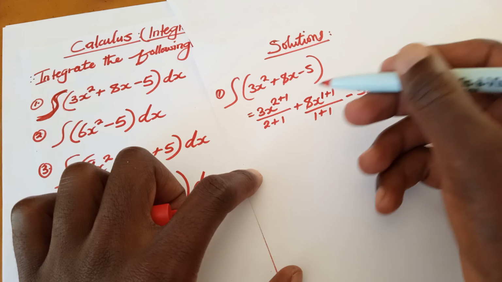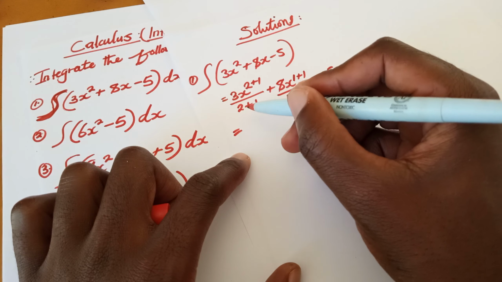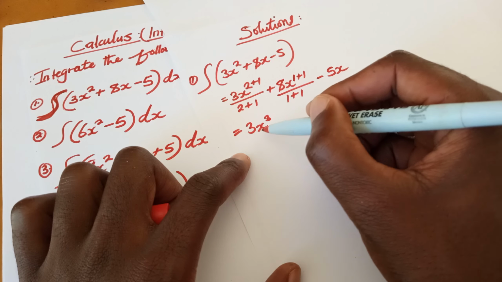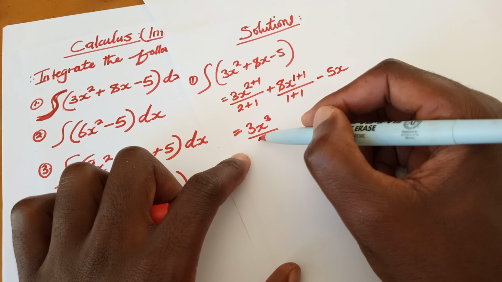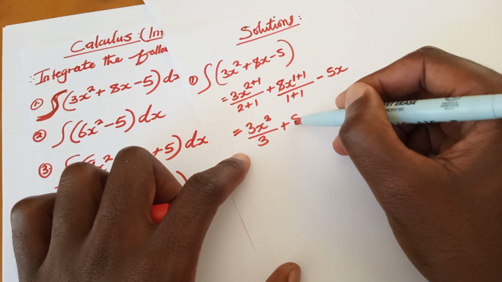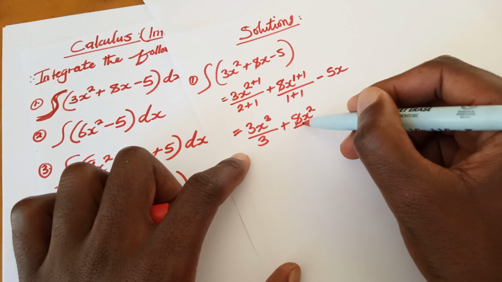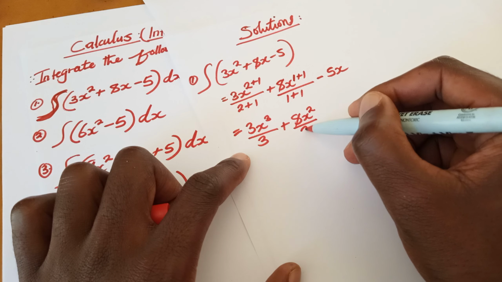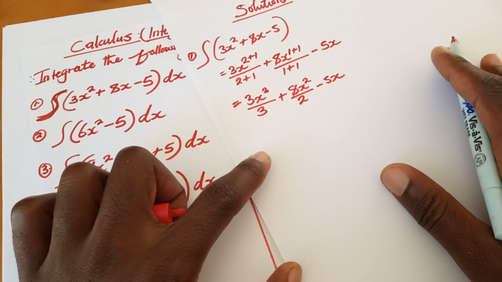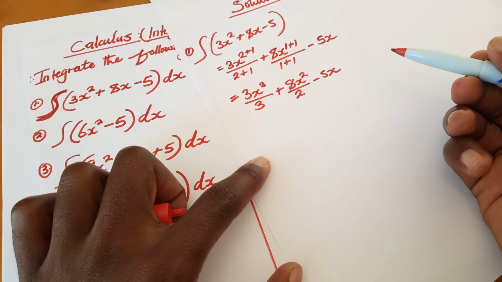So we work out 3x, 2 plus 1 gives us 3 over 2 plus 1, it will give us 3 again there. Plus 8x, 1 plus 1 gives us 2, and at the bottom 1 plus 1 also gives us 2, minus 5x. Therefore, we simplify.